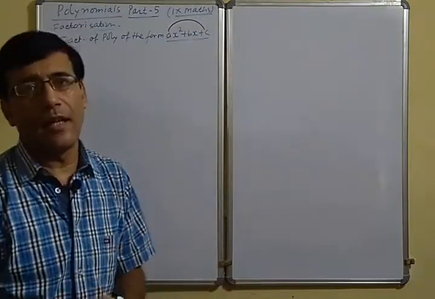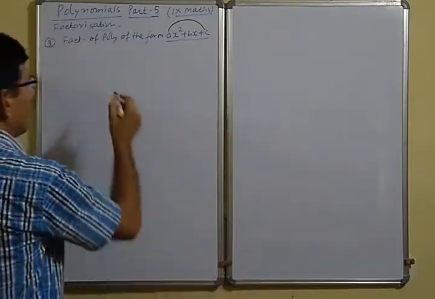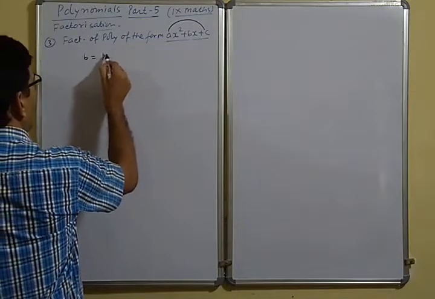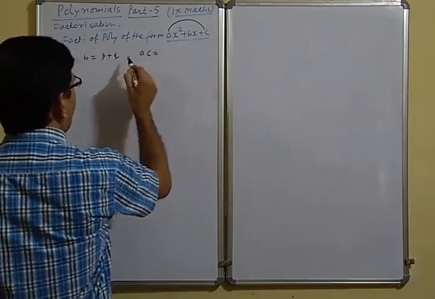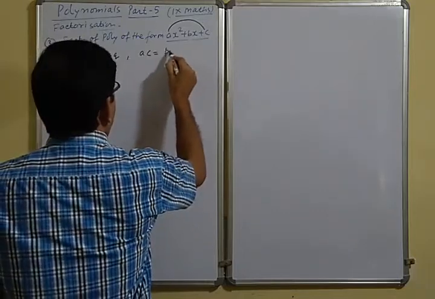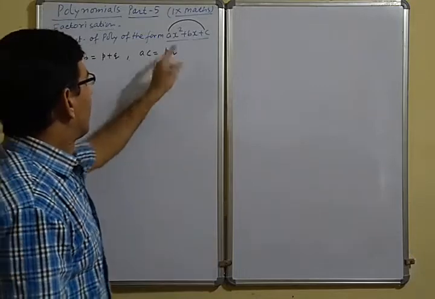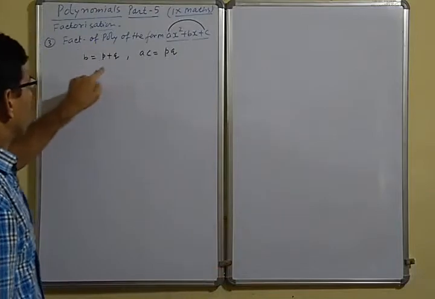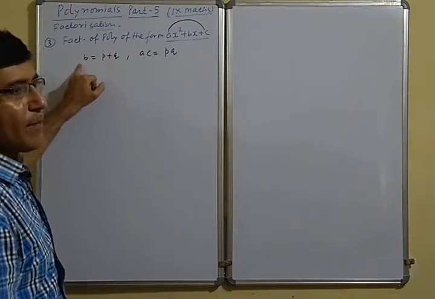Let us consider these integers as small p and small q. So b is equal to p plus q, and a times c is equal to pq. So now we will break ac, that is pq, into 2 different factors such that p plus q becomes b.